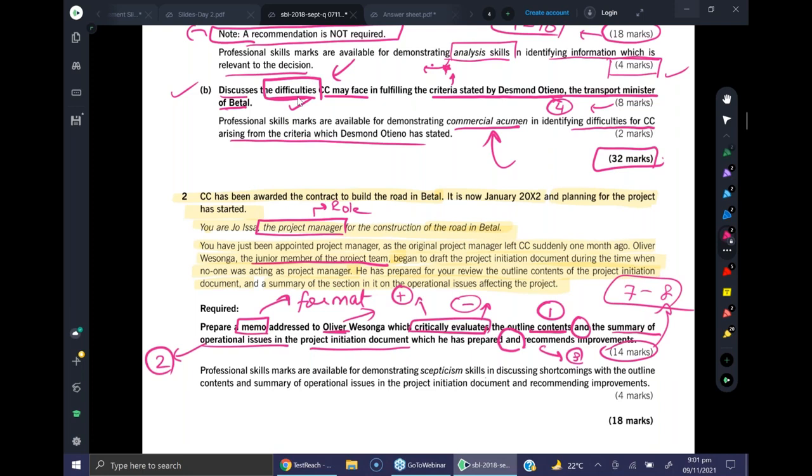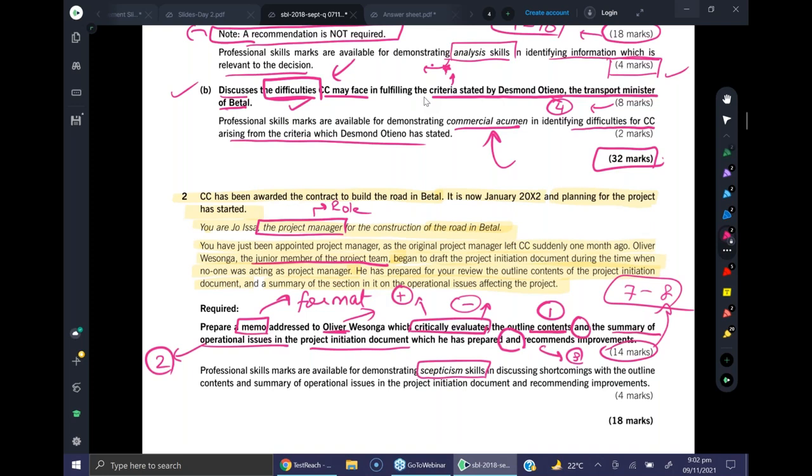Professional skills marks are available for skepticism. Why? Because I'm critically evaluating a document. Remember the question we did yesterday? The IIA question where the NPV, the project, basically the business case was given. So it's the same kind of requirement. You're again critically evaluating something done by another person and suggesting improvement. So of course, you will be telling them that there are mistakes or omissions or problems. So skepticism will come naturally because you're not agreeing to everything that is presented to you.